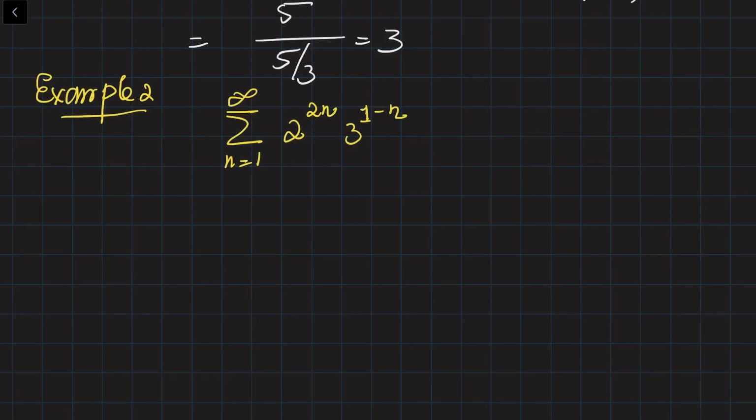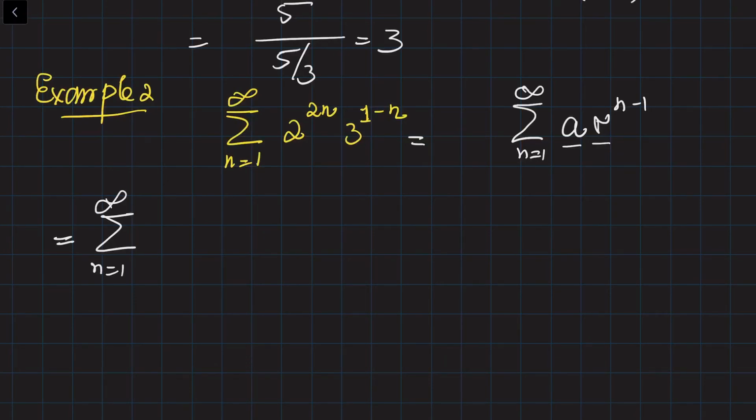So we need to bring this series into the standard form, and by the standard form I mean this form: a times r to the power of n minus 1, where n goes from 1 to infinity. So some term times another number to the power of n minus 1. Let me write this down. It's going to be a sum where n goes from 1 to infinity. 2 to the power of 2n can be written as 4 to the power of n, right? And at the same time, 3 to the power of 1 minus n can be written as 1 over 3 to the power of n minus 1.